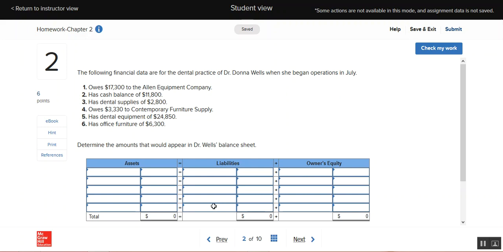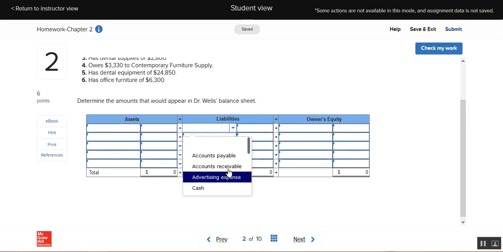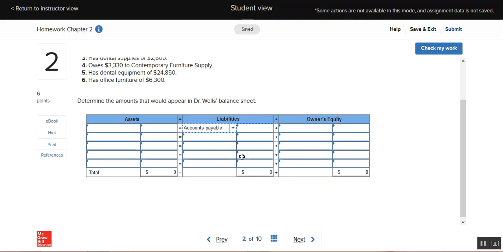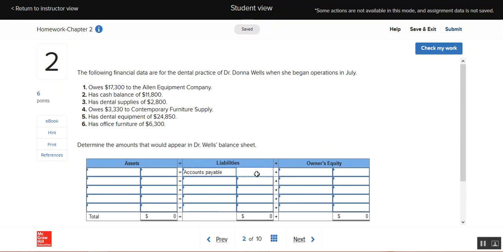So it says she owes $17,300 to Allen Equipment Company. So that is a liability because she owes it. She has to pay it to someone. So since she has to pay it, that is an accounts payable. There's the $17,300. Cash balance of $11,800. That's an asset because that's something that she actually owns, or the business owns. And cash, we go there.